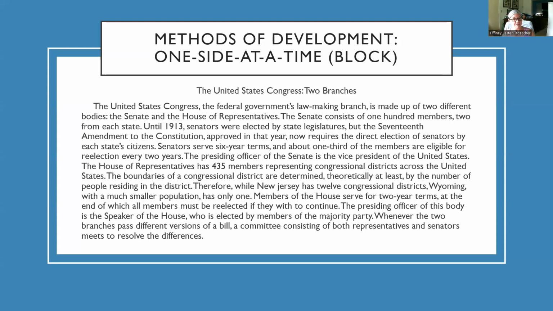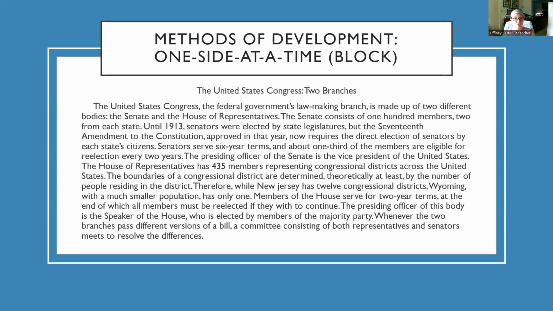Senators serve 6-year terms, and about 1/3 of the members are eligible for re-election every 2 years. The presiding officer of the Senate is the Vice President of the United States. The House of Representatives has 435 members representing congressional districts across the United States. The boundaries of the congressional district are determined, theoretically at least, by the number of people residing in the district. Therefore, while New Jersey has 12 congressional districts, Wyoming, with a much smaller population, has only 1.